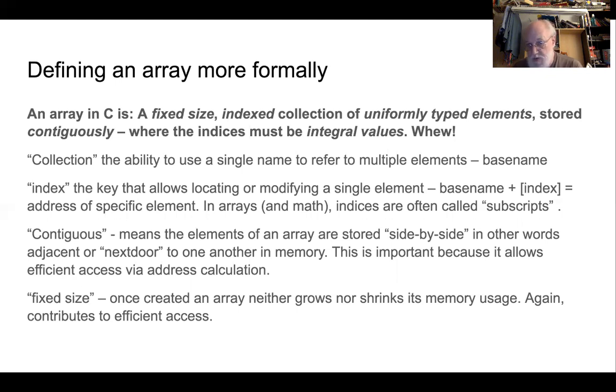An index, or a subscript, is a key that allows you to locate or modify a single element. So when you put the base name and add the square brackets and put a number or an integral variable inside the square brackets, you address a specific element. It says integral values because you can't have an array that's indexed, or subscripted, with floating point numbers. After all, you can't have the 1.5 location. You can have the 0, 1, 2, 3, 4th element, but you can't have the 3.5th element. So the subscripts are constrained to be integral values.